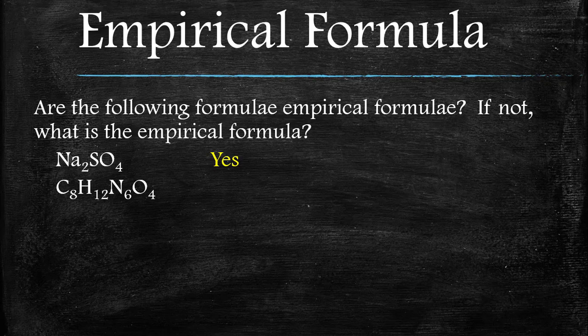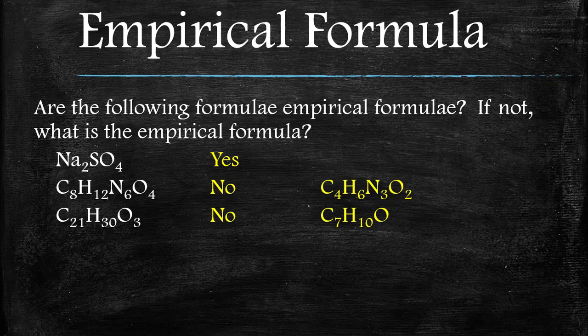C8H12N6O4. This is not an empirical formula. Each of the subscripts is divisible by 2, so the empirical formula would be C4H6N3O2. How about C21H30O3? Once again, this is no. Each of the subscripts is divisible by 3, so this becomes the empirical formula.